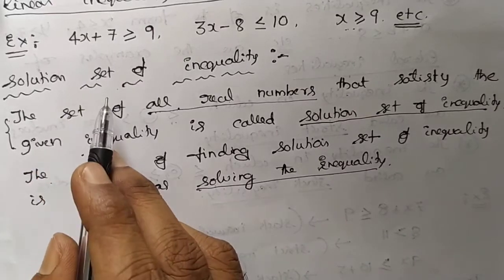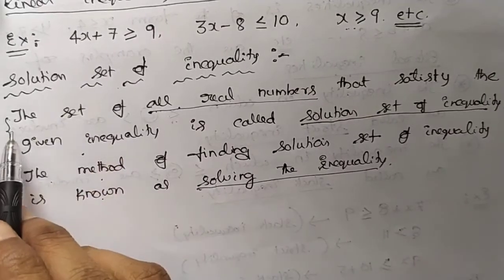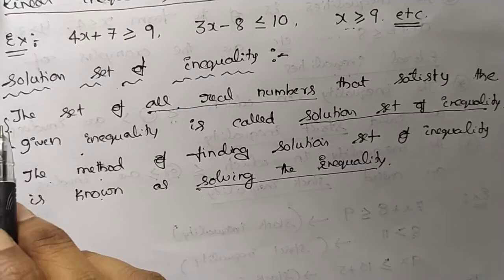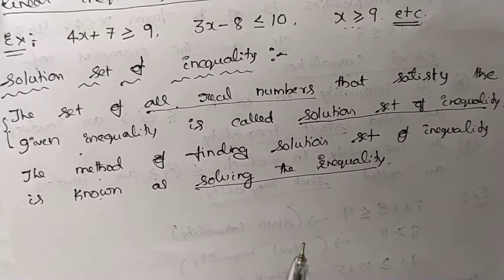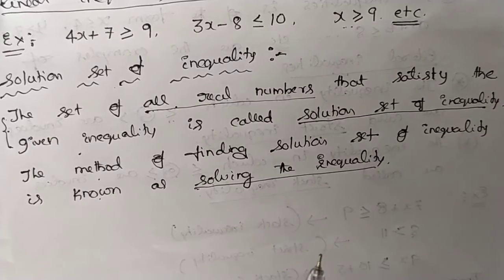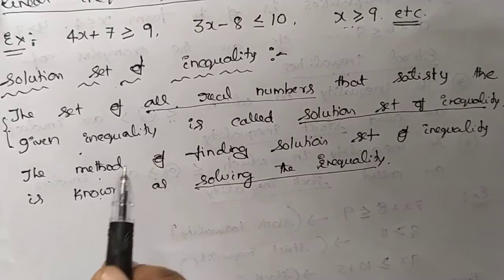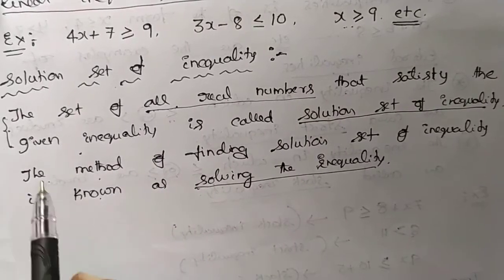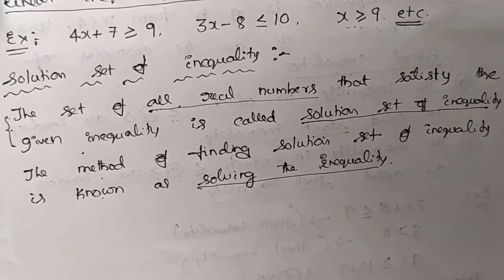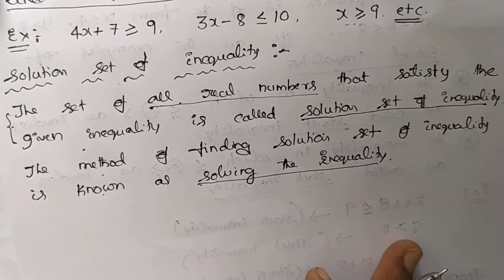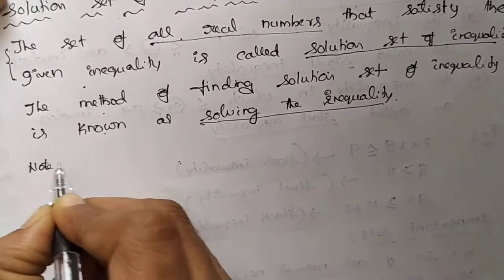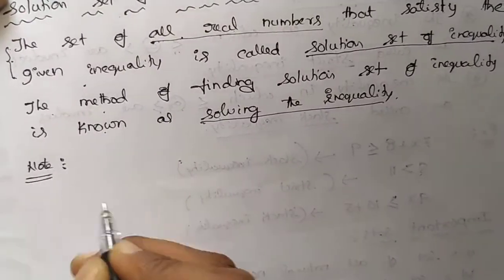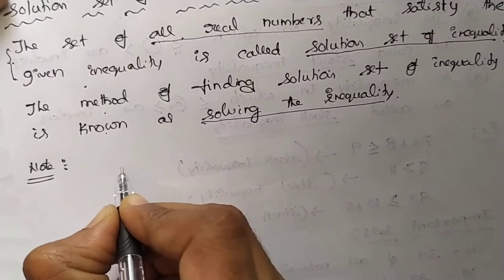Solution set of inequality is nothing but the answer of the given problem. Solving the inequality is nothing but we are solving the given problem. That method is called solving the inequality. These things I will once again explain in the problem itself. Now let us move on to some other note points. These note points will be more important in the problems.